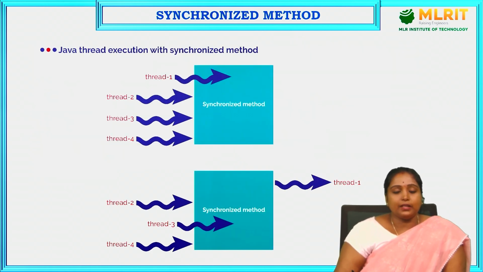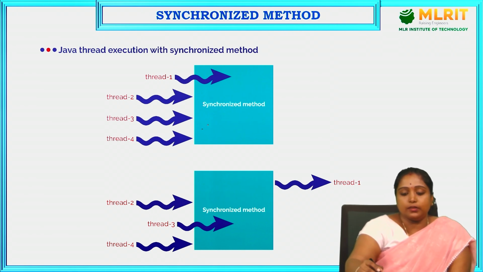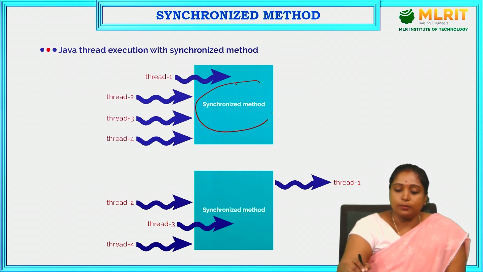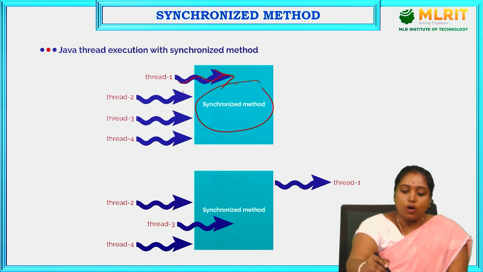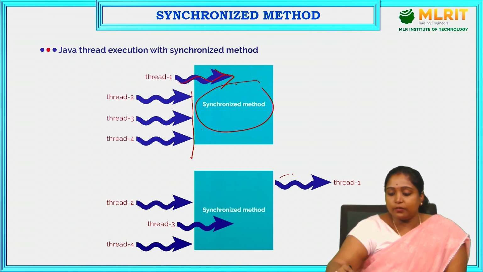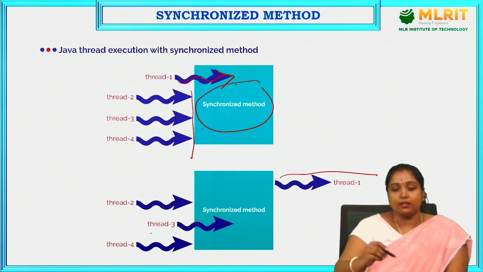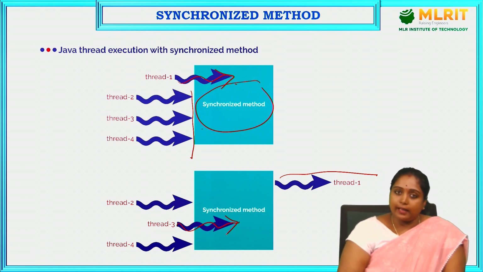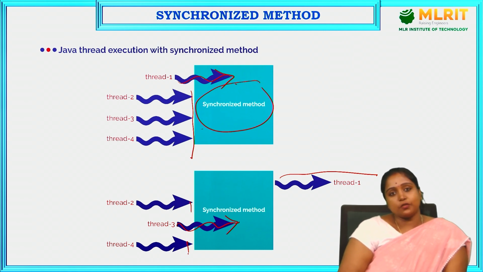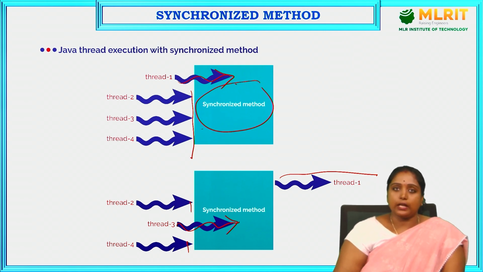The same thing I have given here. See here, this is a synchronized method, and thread 1 is executing the synchronized method. Whenever thread 1 has entered the synchronized method, all other threads have to wait until thread 1 is completed. Once thread 1 is completed, the next thread enters the synchronized method and is executed, and the other two have to wait. After completion of thread 3 execution, thread 2 and thread 4 are executed.